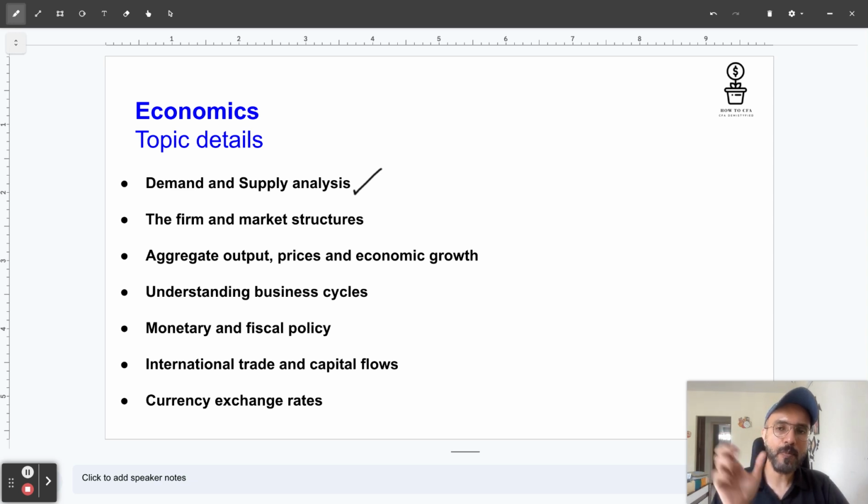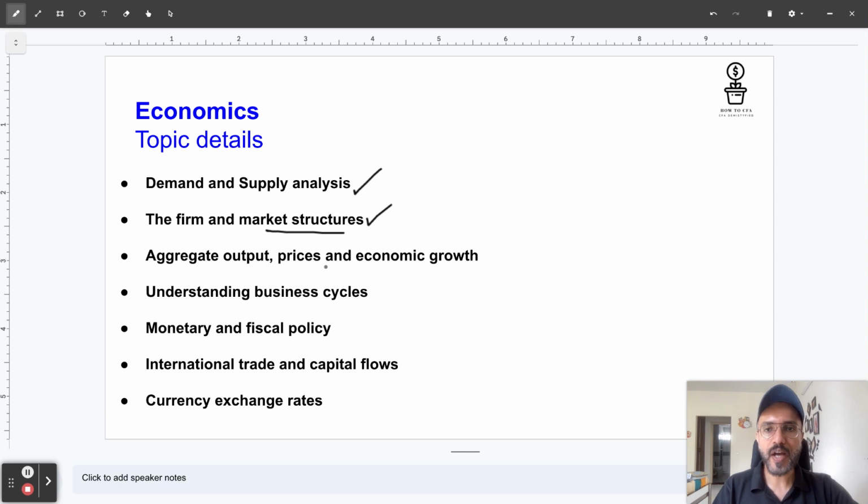Then there is the topic on firm and market structures. This talks about different types of companies or different structures in the market. There might be a monopoly, where you have just one or two companies in the entire market, or an oligopoly, where you have several companies, or fair competition, where there are many companies in the market. How do these companies exist? What are the price points at which they exist? What are the market dynamics around which they exist? Their opportunities and constraints are discussed in topic number 2.